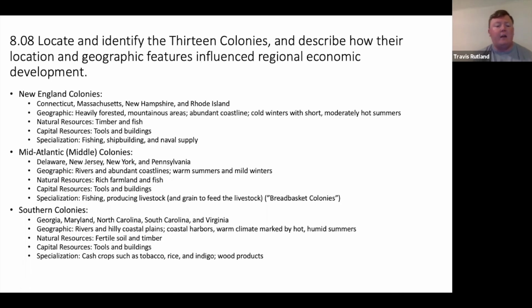The southern colonies: Georgia, Maryland, North Carolina, South Carolina, and Virginia. They have rivers and hilly coastal plains. They have coastal harbors, and they have a warm climate marked by hot, humid summers. Their natural resources are fertile soil and timber. Capital resources are tools and buildings. So they're going to specialize in cash crops such as rice, tobacco, and indigo, and even wood products.